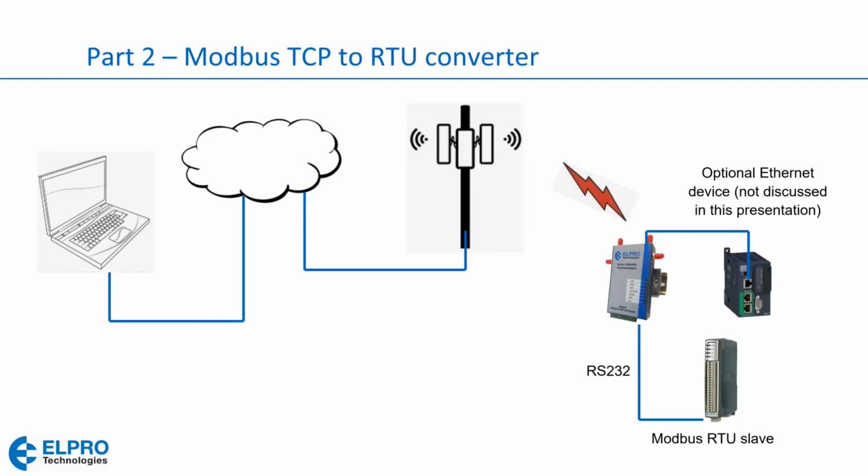Okay, so now that we've shown you how to set up text messages and email messages, the second part of this webinar is how to set up Modbus TCP to RTU converter in the cellular modem. And what that allows us to do is we can connect our 115S serial expander modules to the RS-232 port on the bottom of the cellular modem.